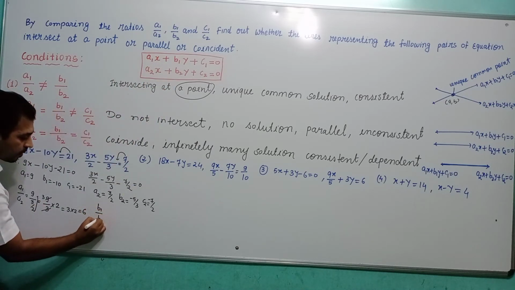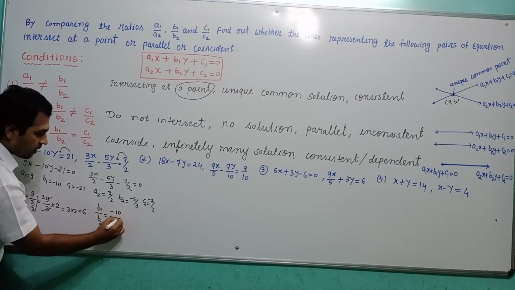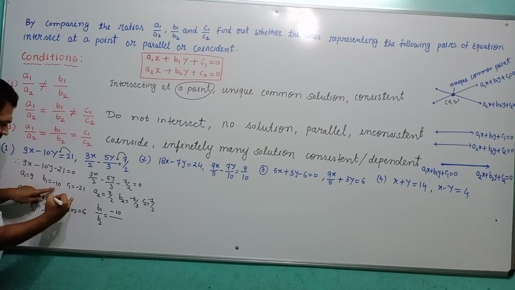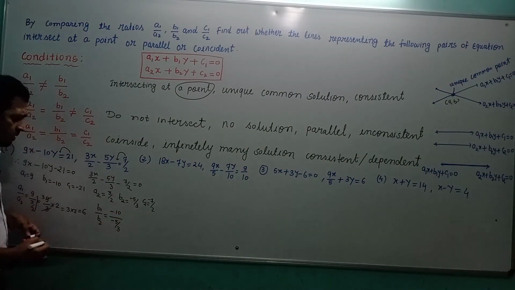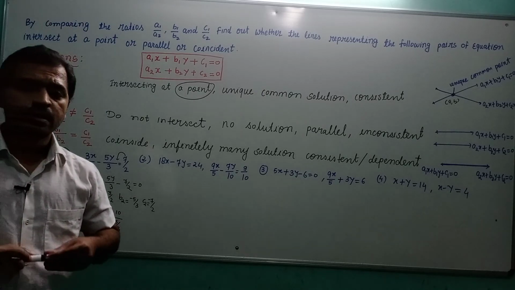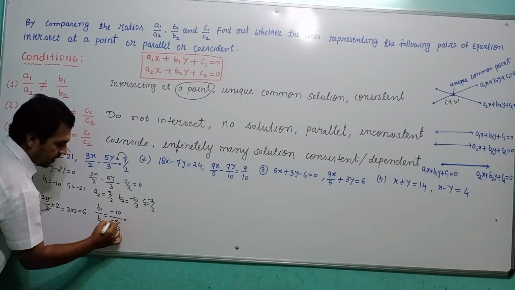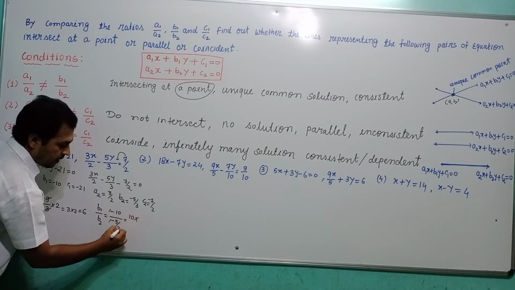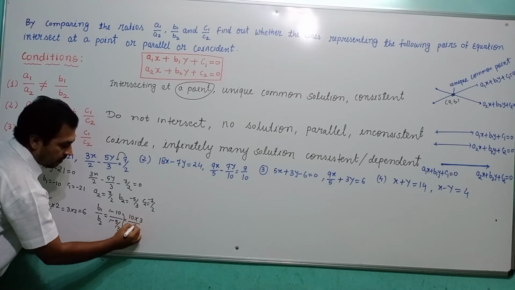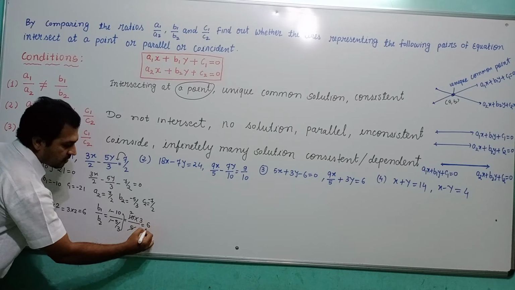So we will find out b1 by b2. What is the value of b1? Minus 10. What about b2? Minus 5 by 3. So minus minus will be cancelled out. What we are getting: 10 into 3 by 5, 2 fives, we are getting 6.